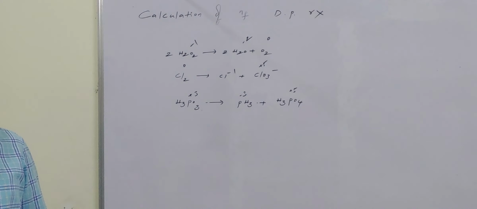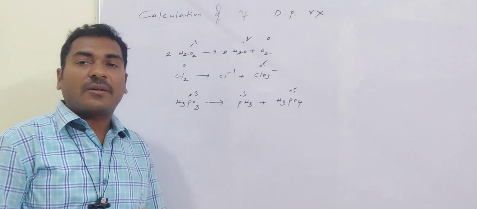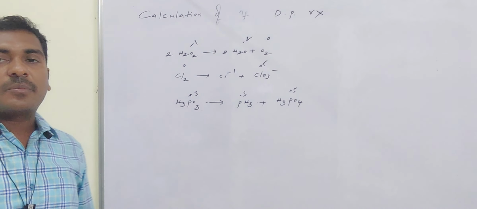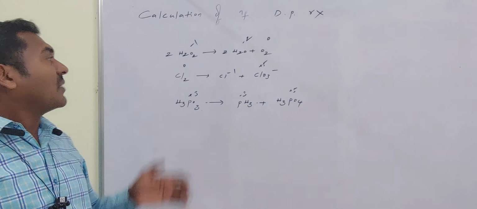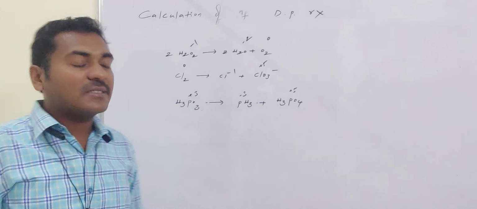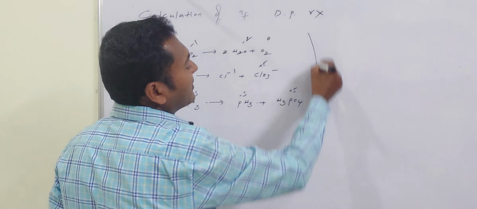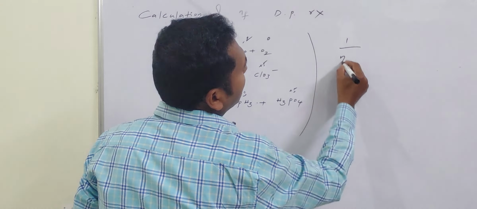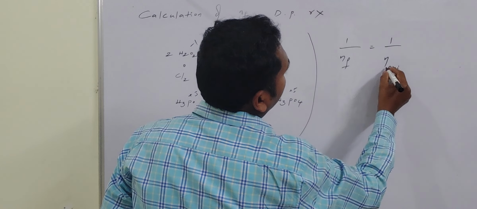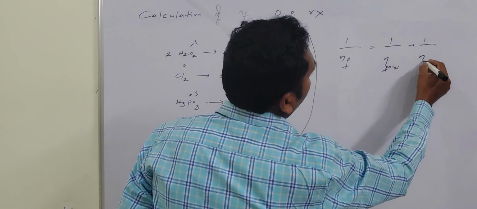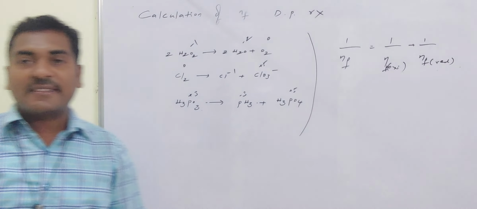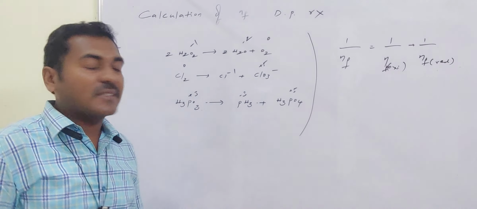Like this, the element present in a compound of intermediate oxidation state is converted to different compounds in the form of product components. One of them has a higher oxidation state, the other has a lower oxidation state. For that particular case, for the calculation of n factor, we have a rule, that is 1 by n factor will become equal to 1 by n factor of oxidation plus 1 by n factor of what? Reduction process. Like this, we have to calculate the n factor of a disproportionation reaction.